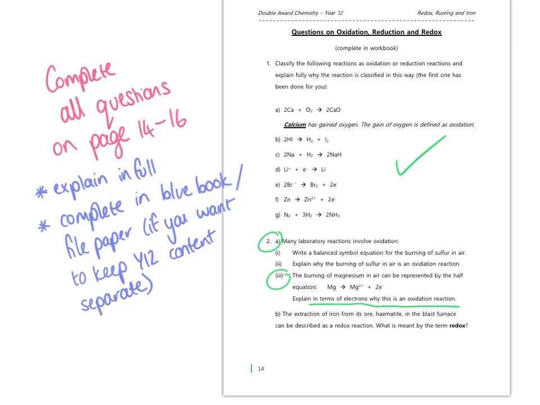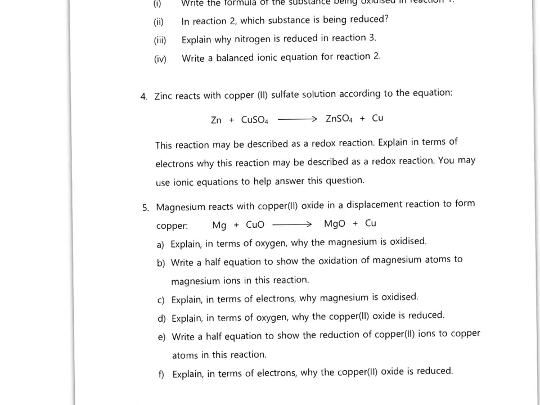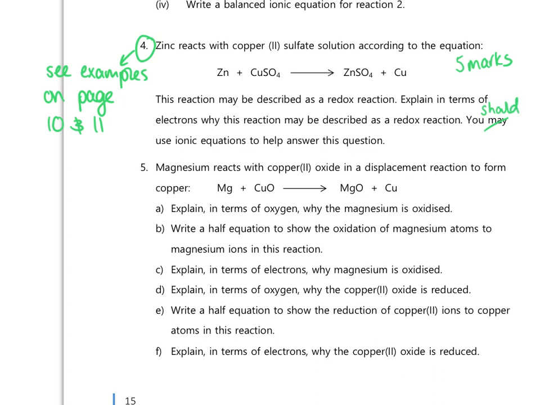And then just flick over to page 15 with me. I just want to have a brief look at number 4. So number 4 is one of those more difficult examples. So we did 2 worked examples of this type on page 10 and 11. So if you want to write yourself a wee note, if you're struggling with this, see your examples on page 10 or 11. This is worth 5 marks. It says, I took this directly from an exam question. It says you may use ionic equations to help answer this question. That should really say you should. So you'll need to use half equations to answer this question.